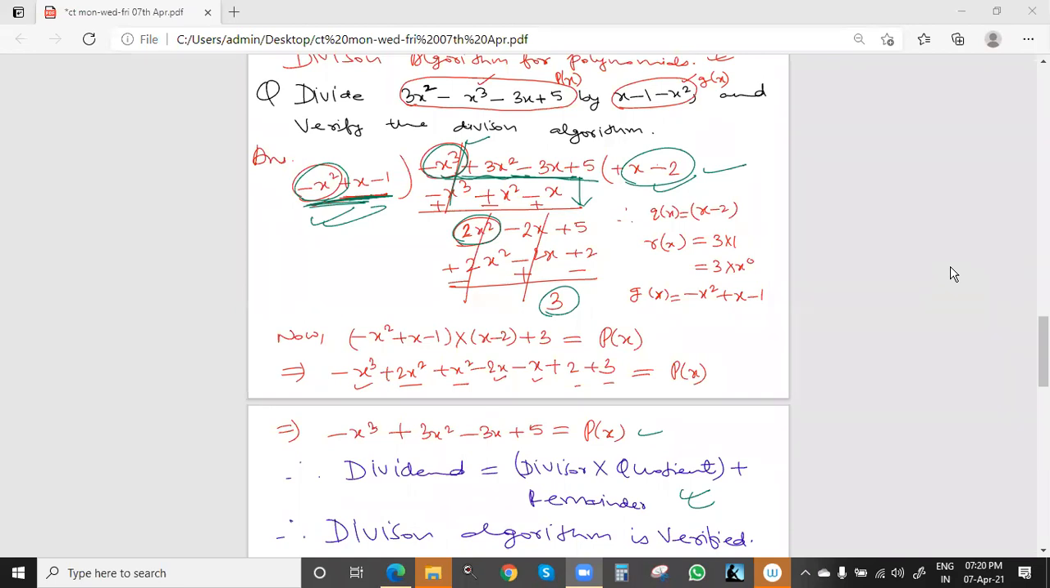So dividend equal to divisor into quotient plus remainder is verified. Then division algorithm is verified. We just have to write one final statement.